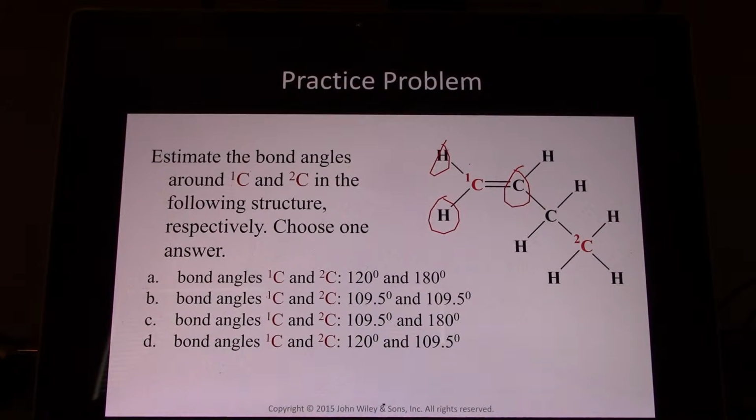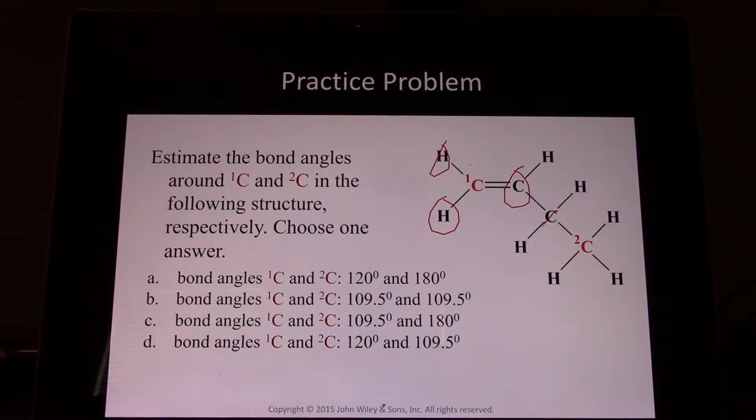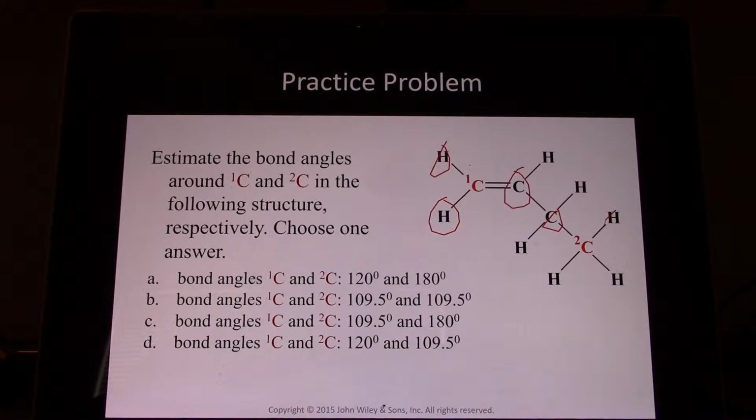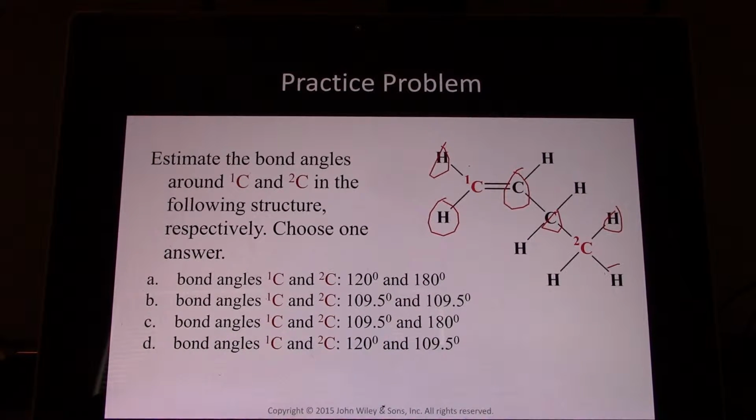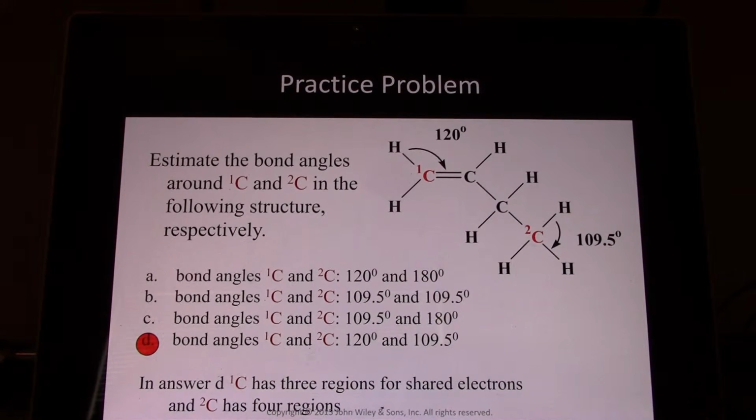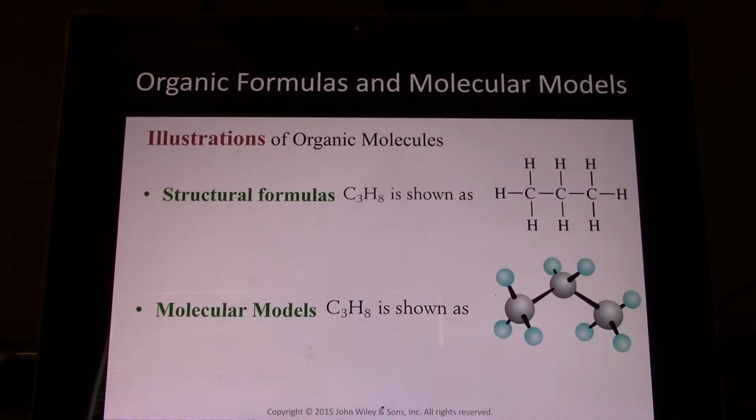For carbon 2, you have 4 electronic groups coming off that carbon, so that everything will be 109.5 degrees away, giving us our answer of D. 120 degrees around carbon 1, 109.5 degrees around carbon 2.